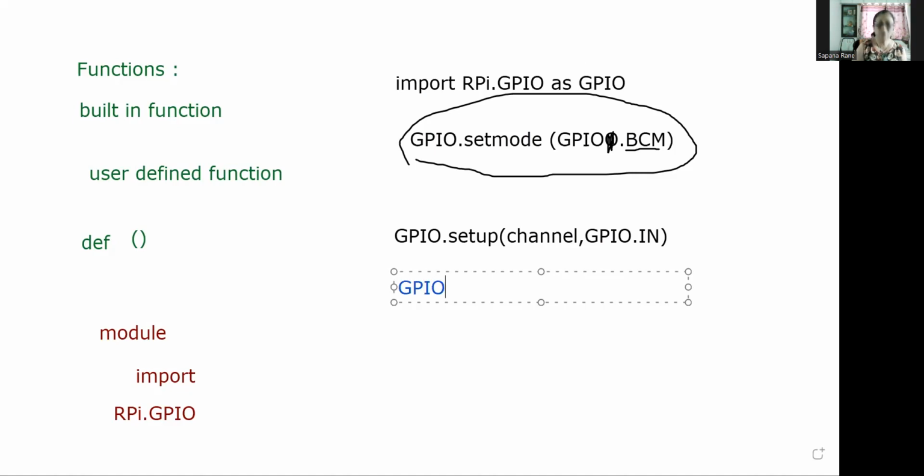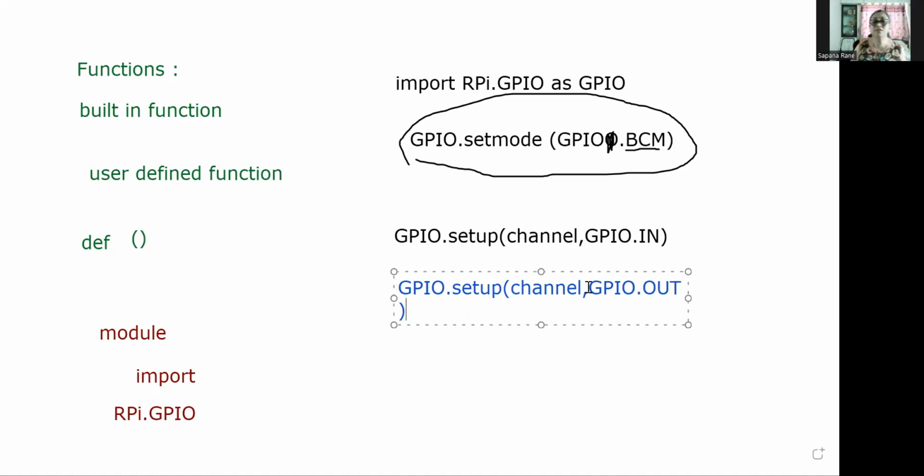GPIO dot setup into bracket channel, channel comma GPIO dot out. So if you write this, your channel will be set up as output.